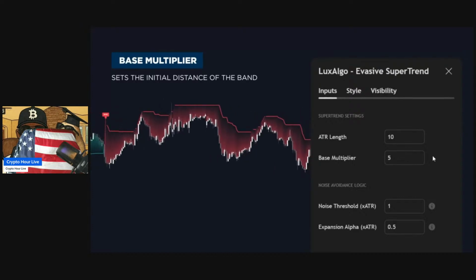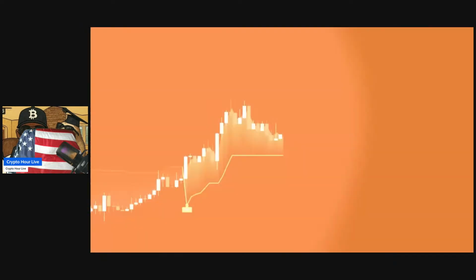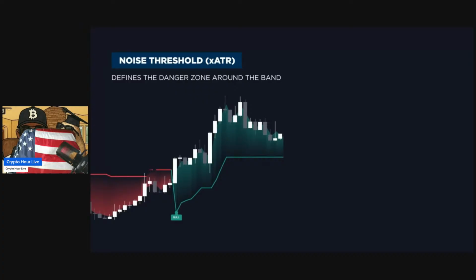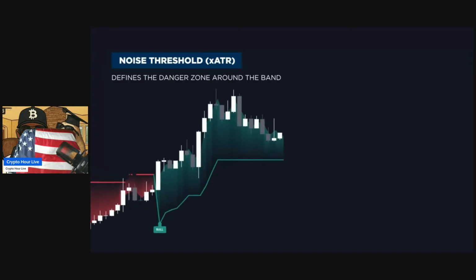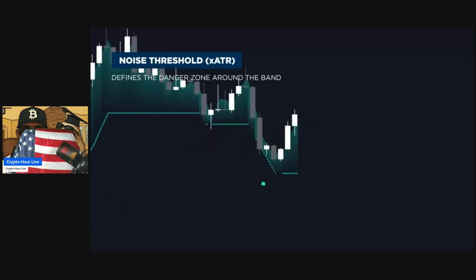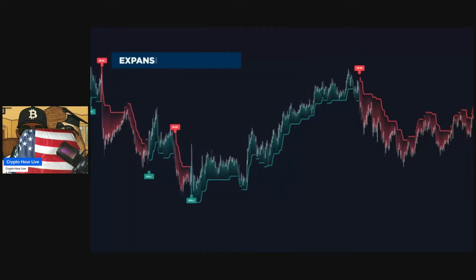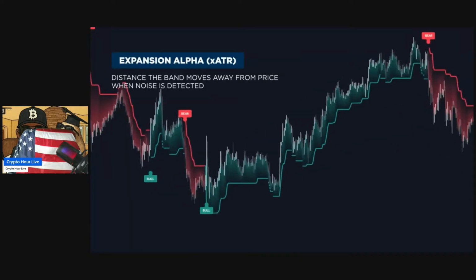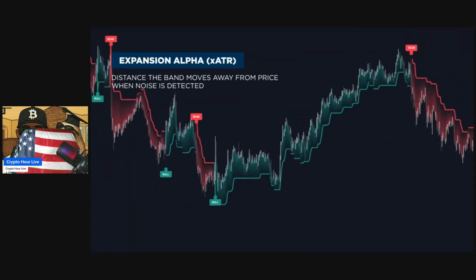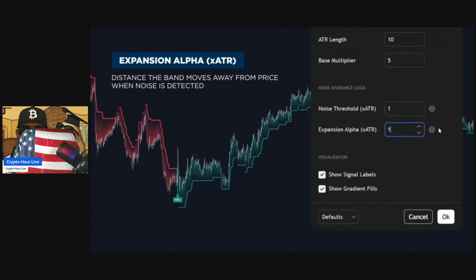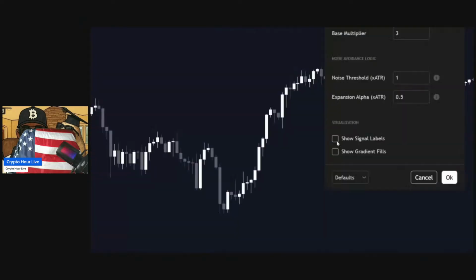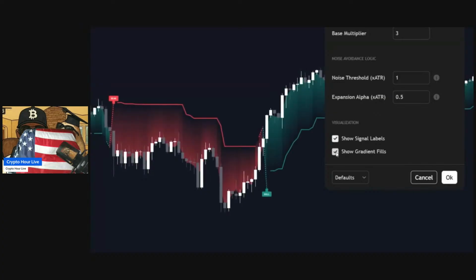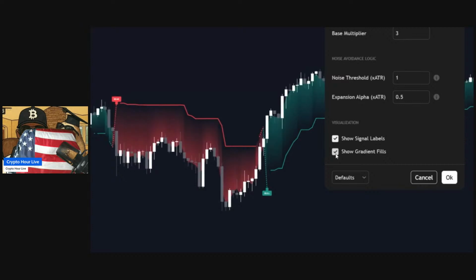But the real magic lies in the noise avoidance logic section. Here, the noise threshold, XATR, defines that danger zone around the band. If price enters this ATR-based range, the evasive logic kicks in, and the expansion alpha, XATR, is the distance the band moves away from price when noise is detected. Want your indicator to be more stubborn against trend changes? Increase this value. It gives the trend even more resilience. Finally, under visualization, you can toggle show signal labels for the bull-bear markers and show gradient fills for that dynamic background coloring. Tweak these to match your personal trading style and visual preferences.